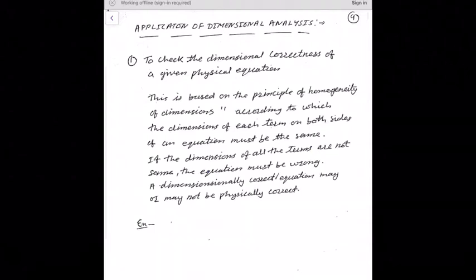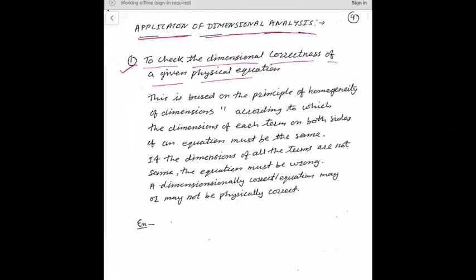Hello student, today we will start application of dimensional analysis. First, to check the dimensional correctness of a given physical equation. This is based on the principle of homogeneity of dimensions.